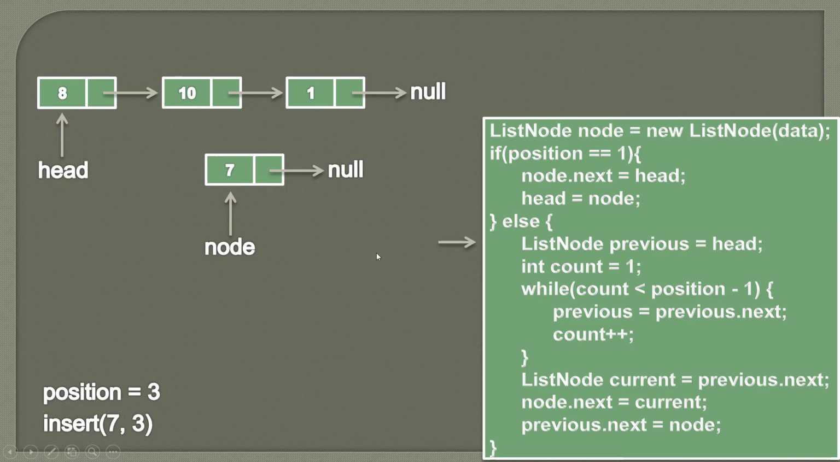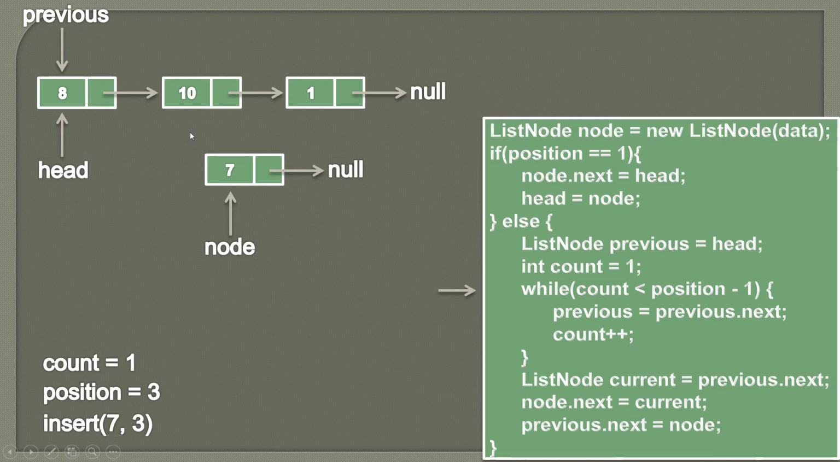So let's see how. Here we will create a list node previous because we want to reach somehow to this node, which would be previous to our node after insertion. So we'll start from the head. Previous will point to head, and in order to reach this node, we will keep track using the count variable. The value of count will be 1 at the start, which signifies that we are already at this position.